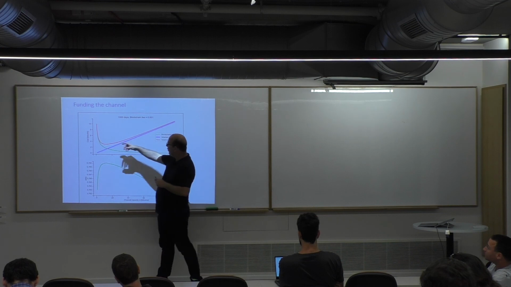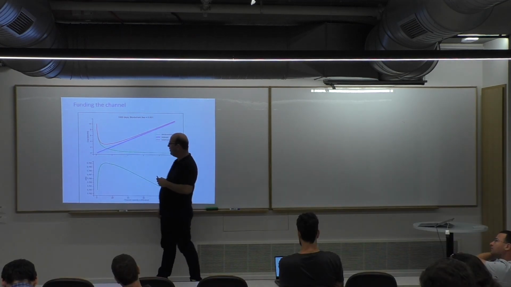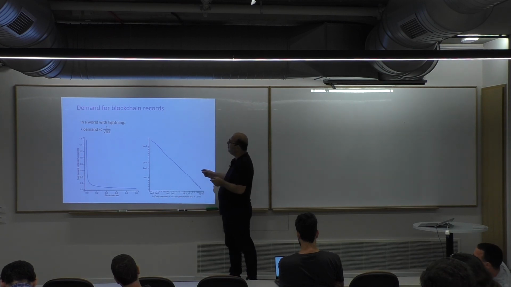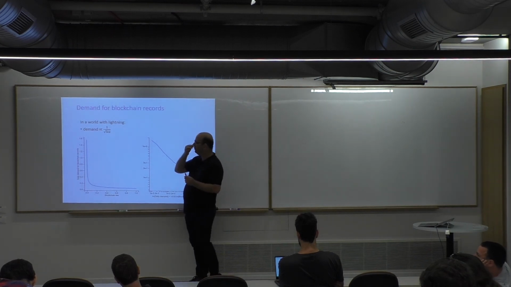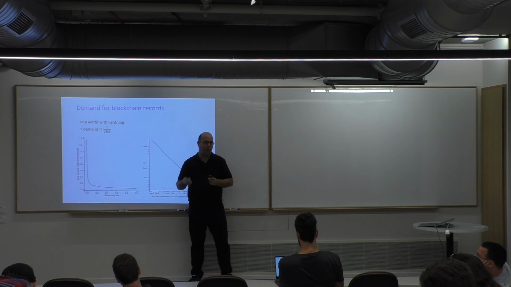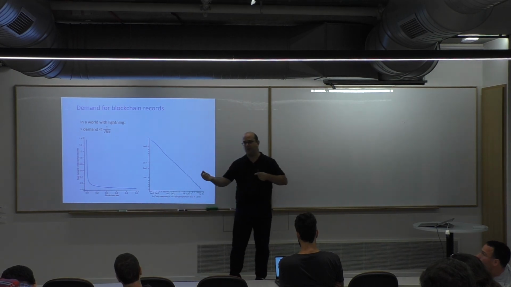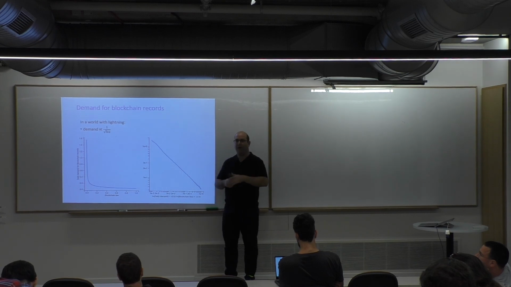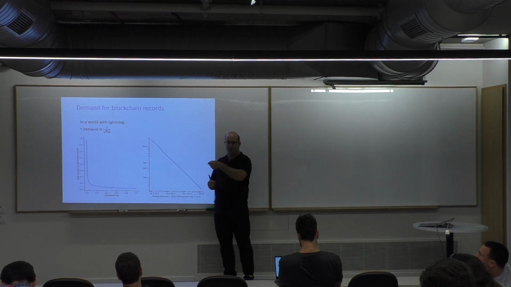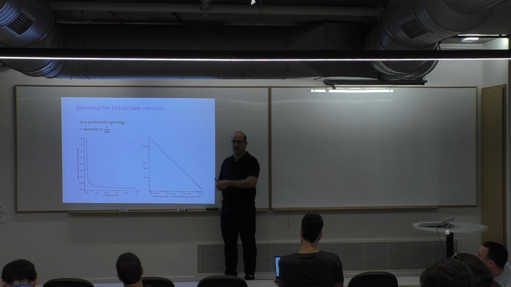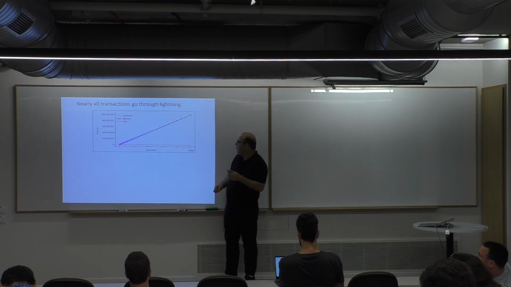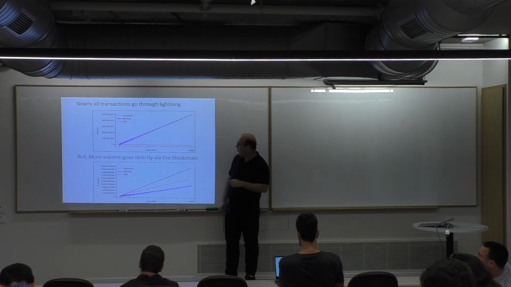So you have this optimal way of funding channels, and what you get is some demand for blockchain records. And demand for blockchain records comes from two sources. One source is I want to establish and destroy Lightning channels. And another is for large transactions that I don't want to send through Lightning channels, I want to send directly. And those compete with each other. We could compute that, and so we could see where all transactions go.